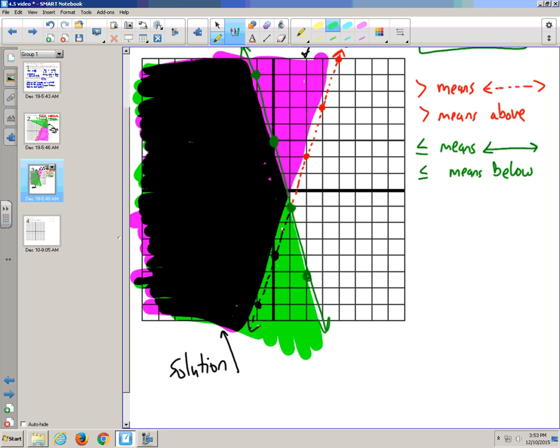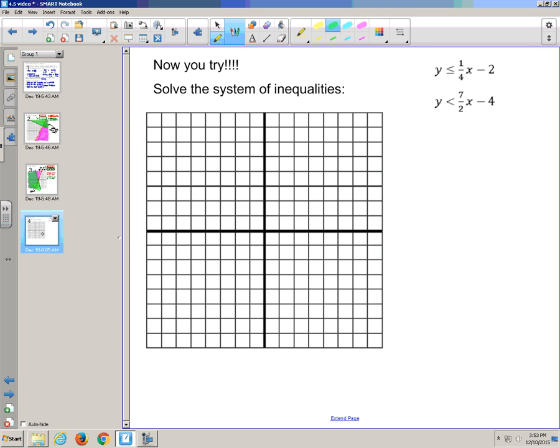All right, so there, as always, there's one problem for you to try. Looks like these ones are already in mx plus b form, so you need to graph the two inequalities and see where their regions overlap. And I recommend using different colors. I think it helps to tell what is your final solution. So go ahead and give that one a shot.